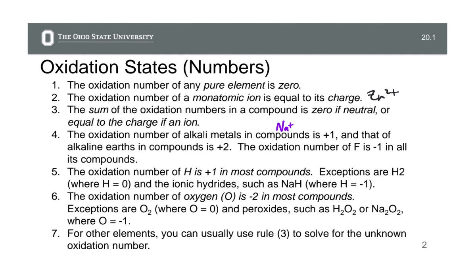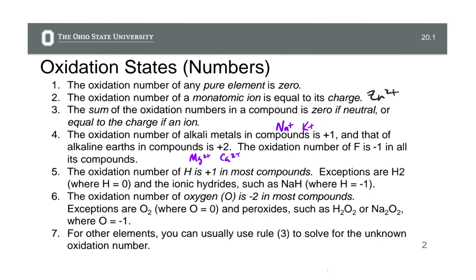In rule 4, it says that for alkali metals, the oxidation number is +1. So we're looking at our sodium, potassium, and so on. Alkaline earths, +2: magnesium, calcium, 2+. For fluorine, it's always going to be -1. That's a nice rule.